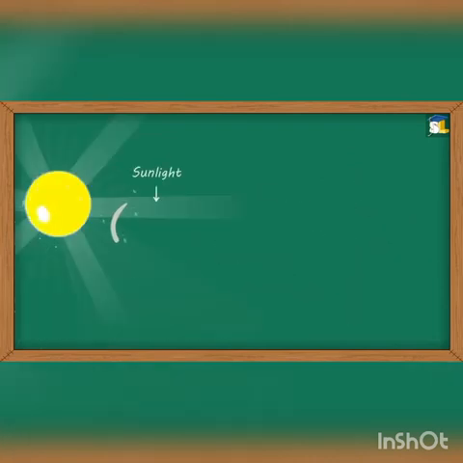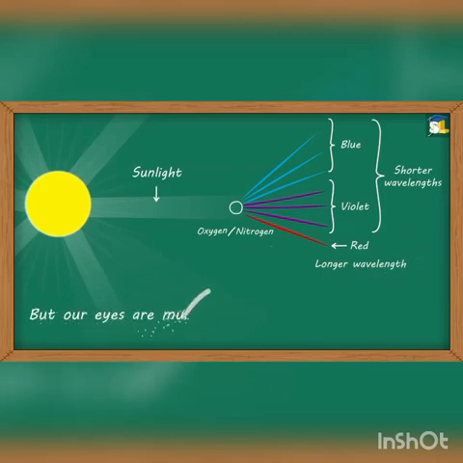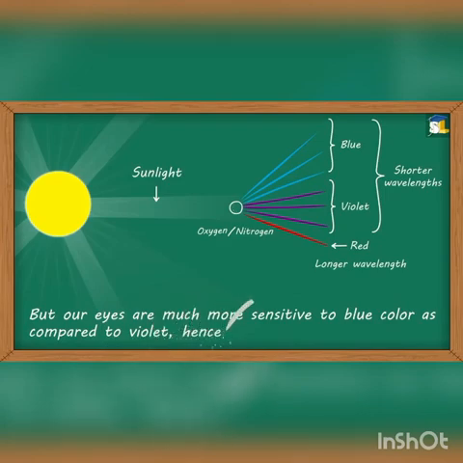However, when the sunlight strikes particles of oxygen and nitrogen, which are smaller than the wavelength of sunlight, the colors of sunlight having shorter wavelengths, that is, blue and violet, are much more scattered than colors having longer wavelengths. But our eyes are much more sensitive to blue color as compared to violet. Hence, the sky appears blue to us.